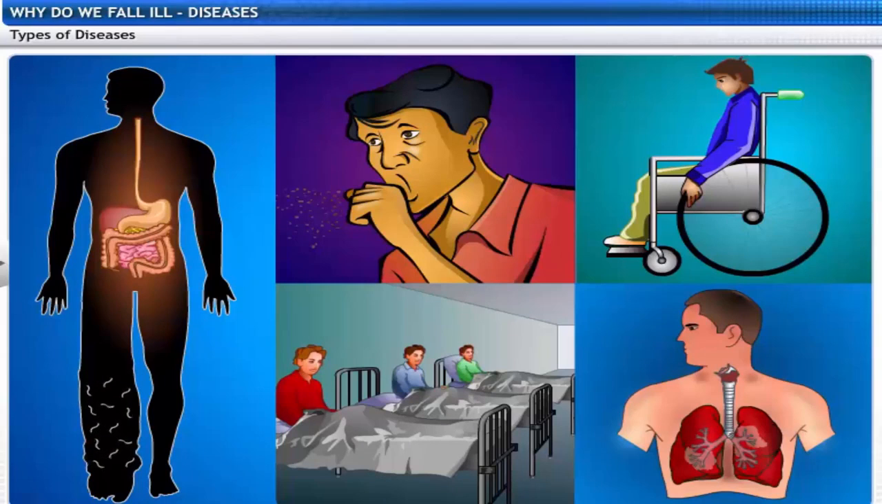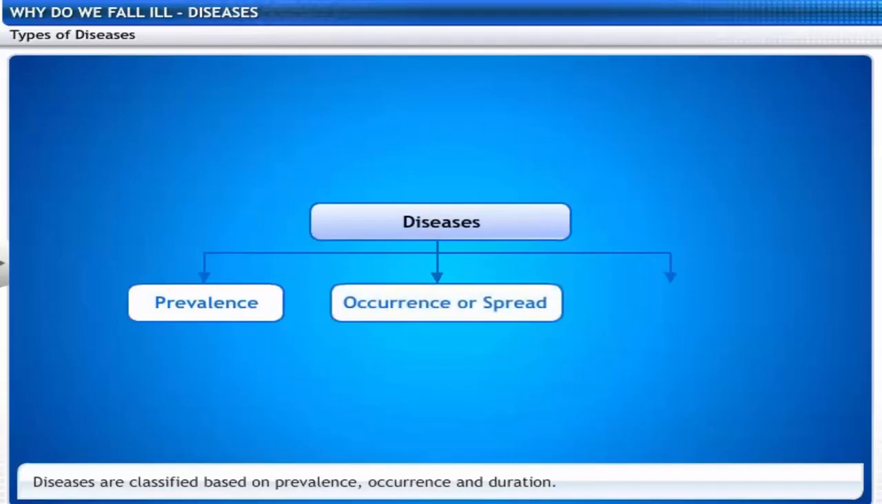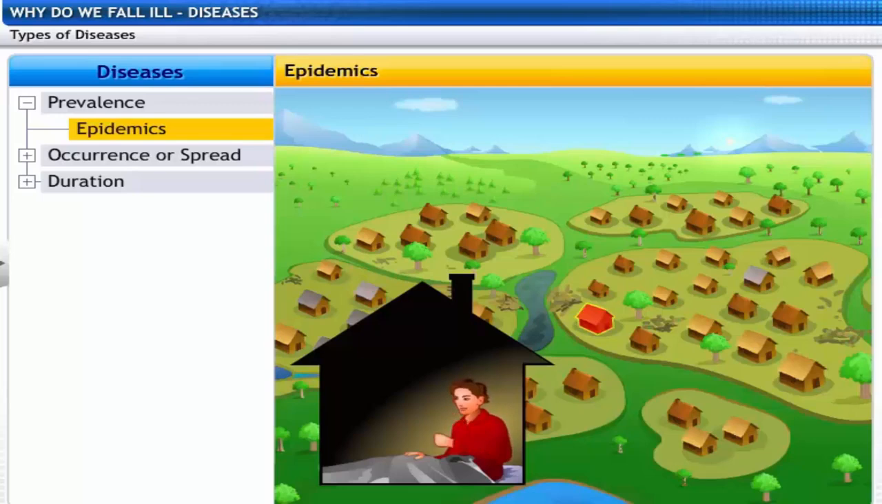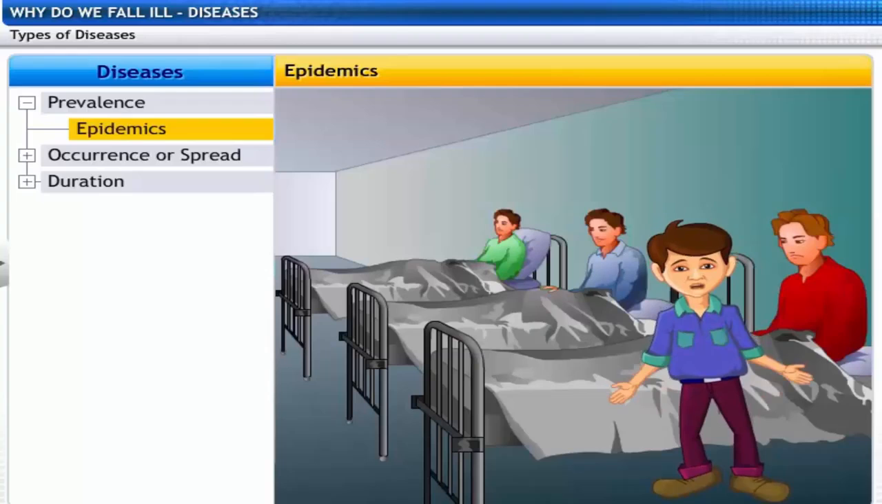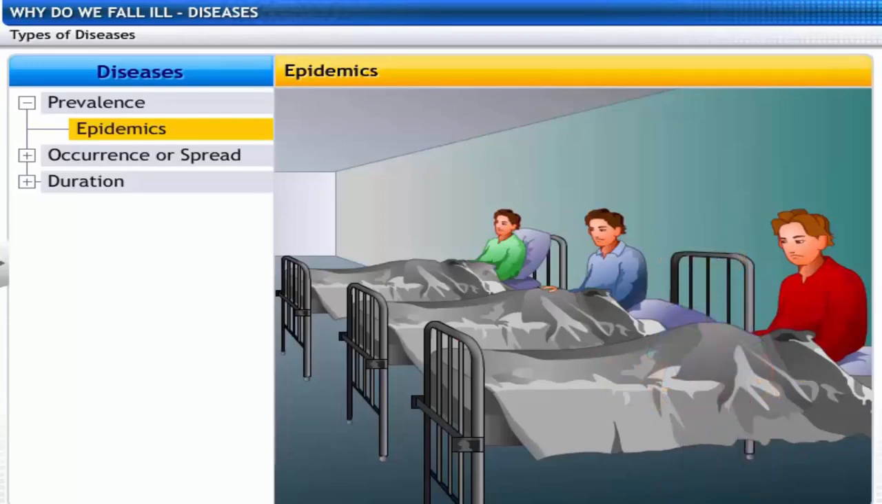Let's now look at the types of diseases. Diseases are classified based on prevalence, occurrence or spread, and duration. Epidemics are diseases based on prevalence. These are outbreak diseases that attack many people at the same time and spread very quickly. I know about epidemics. A plague is an example of an epidemic.